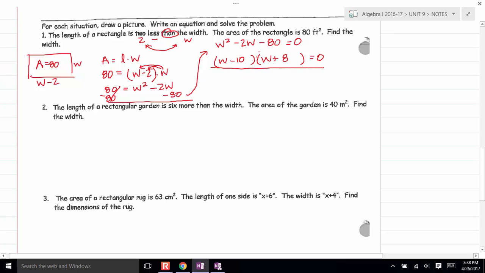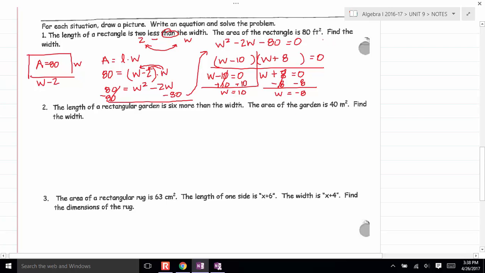And we're going to set each of these equal to 0. So W minus 10 equals 0. And then W plus 8 is equal to 0. Add 10 to each side, and we get W equals 10. And then here we would want to subtract 8, and then W would equal negative 8.